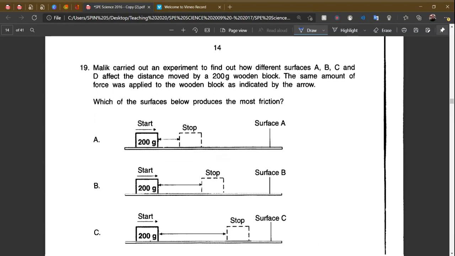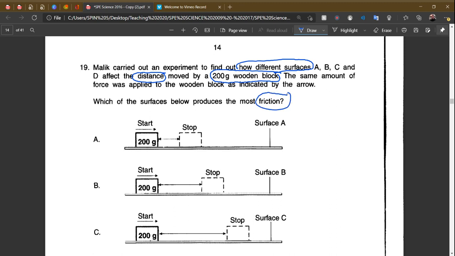Number 19. Malik carried out an experiment to find out how different surfaces A, B, C, and D affect the distance moved by a 200-gram wooden block. So there is A, B, C, D, and there's a 200-gram wooden block, and they want to see how different surfaces affect the distance of this object. The same amount of force was applied to the wooden block as indicated in the arrow. Which of the surfaces produced the most friction?